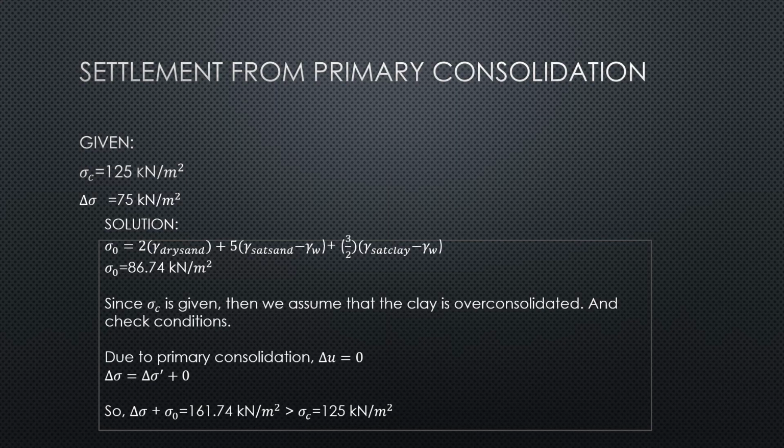So it is from the top of the clay to the middle part of the clay times the saturated unit weight of clay minus unit weight of water. So you could compute it directly at your home to practice. But the unit weight of dry sand will be 16 kilonewton per meter cubed, and the unit weight of saturated sand will be 18 kilonewton per meter cubed. And the unit weight of water will be 9.81 kilonewton per meter cubed.